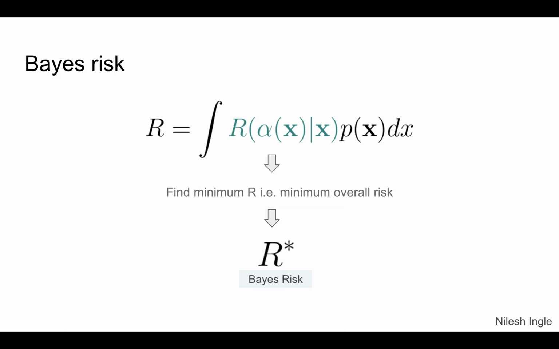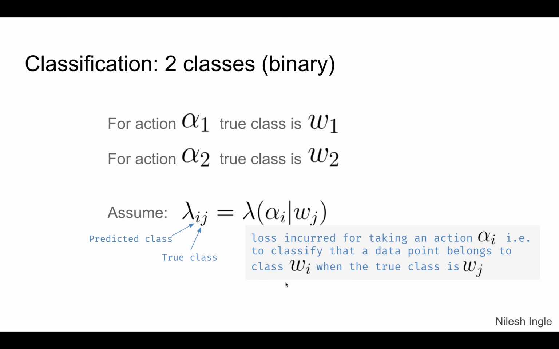Now, with that overall risk R, when we find the minimum value of R, that is also denoted by R star, and is called the Bayes risk. Now, for a classification problem of two classes, let's assume we have class omega 1 and omega 2, and the action to classify as omega 1 would be alpha 1, and alpha 2 would be the action to classify a sample as omega 2.